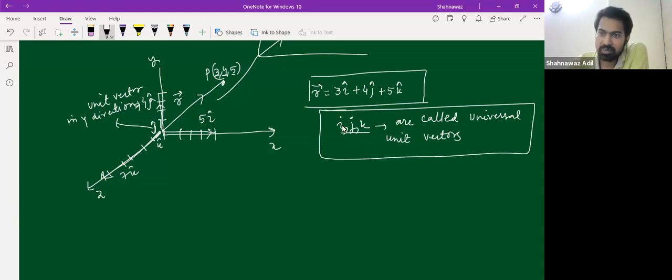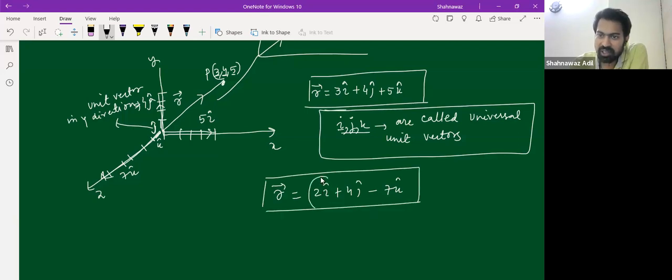So this i represents one unit or the direction of x, this j represents the direction of y, and this k represents the direction of z. So whenever I am writing a vector like this, let's say 2i plus 4j and minus 7k, I have moved 2 units in x direction, 4 units in y, and 7 units in the minus z direction, right?